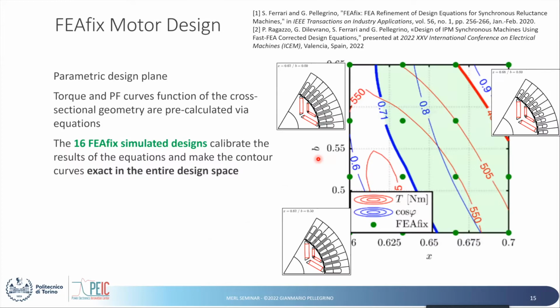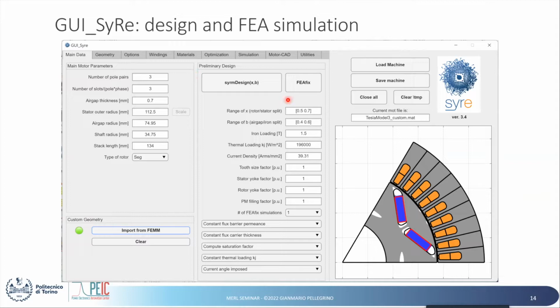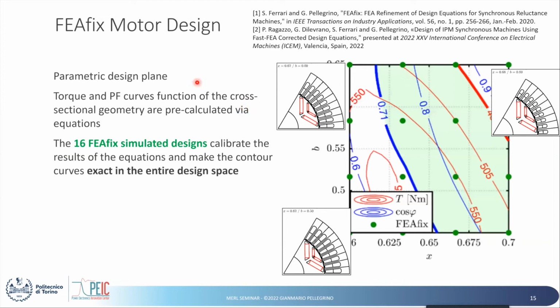Here we have the preliminary design tab, which is based on the FEA-fixed approach. So if we press this, we have what we call the design plane showing up. This is a 2D geometric parametrization. So we fix the outer dimension, and X is the rotor dimension. Each point of the plane, as it is tentatively explained here, is a different machine. So if I click here, I will get this geometry. If I click in this area, I will get the motor with a smaller rotor.